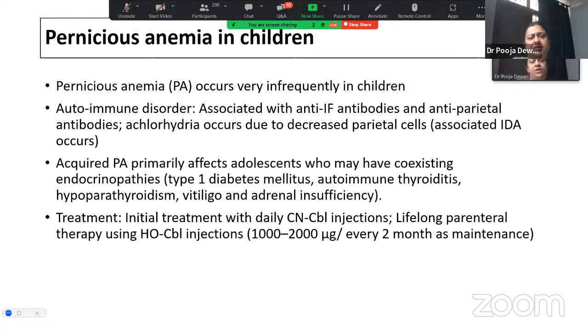Now, pernicious anemia is something we don't encounter frequently in children. It is an autoimmune condition associated with anti-intrinsic factor antibodies and antiparietal antibodies. Achlorhydria can occur because of decreased parietal cells. And it is a disorder which may be seen in adolescents who have coexisting endocrine disturbances in the form of diabetes or hypothyroidism, adrenal insufficiency, and vitiligo. So treatment, as I told you, initially can be in the form of daily injections, and later on you can switch to hydroxocobalamin injections.